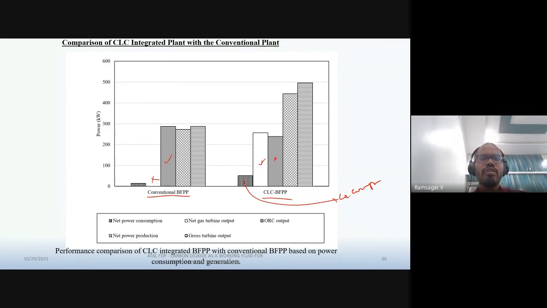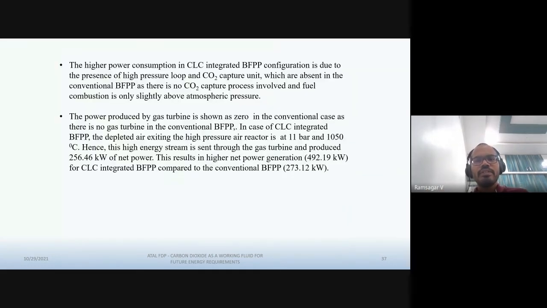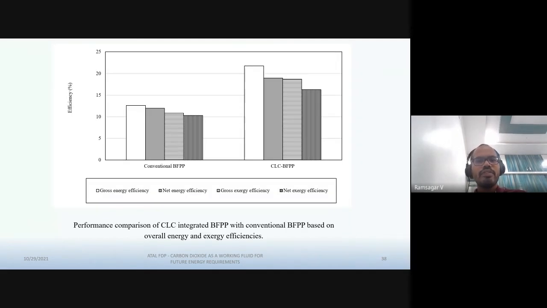So you can also see the net power production, which is very high in the CLC integrated biomass power plant compared to the conventional one for the same amount of energy supply. These are the same discussion related to that graph. And we have also compared the efficiencies. Net energy efficiency is about 11 to 12% in the conventional plant, whereas it is about 18, close to 19%, in the CLC integrated biomass power plant. Net exergy you can also see from the graphs: the CLC integrated biomass power plant has significantly higher exergy efficiency compared with the conventional one.